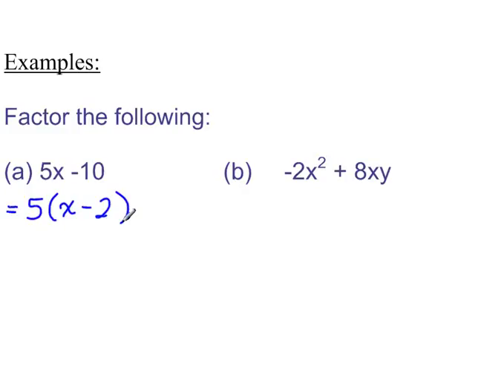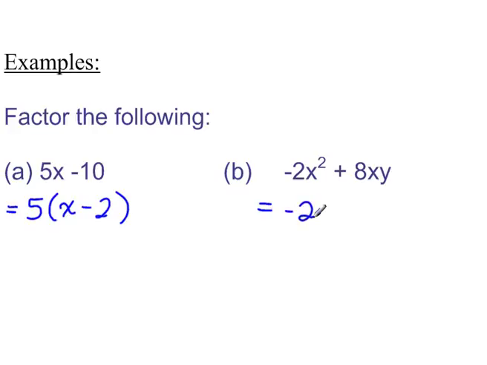Let's do the same for the next one. The next one's a little bit more complicated. So again, we look for a common factor. First, let's deal with the numbers. In this case, a 2 goes into both, and it's always a good idea, if there is a leading negative coefficient, to factor that out. So we're going to factor out negative 2, and let's look if there's any letters in common.